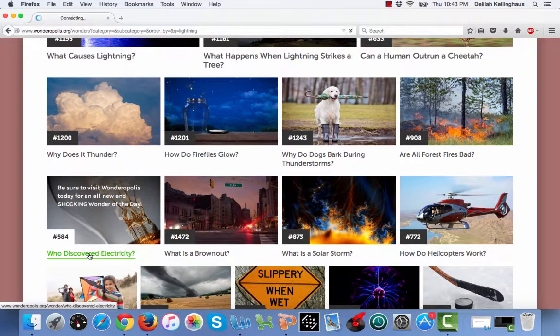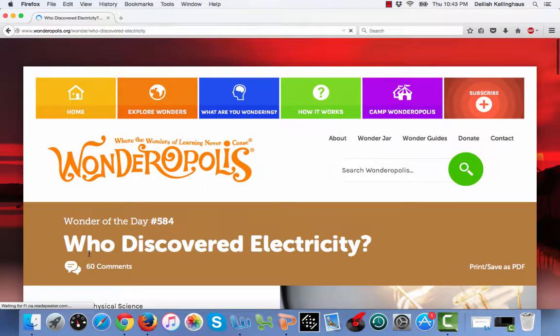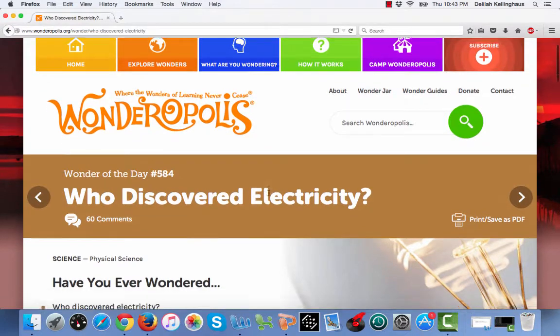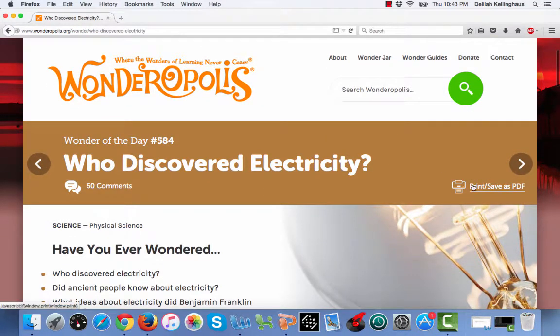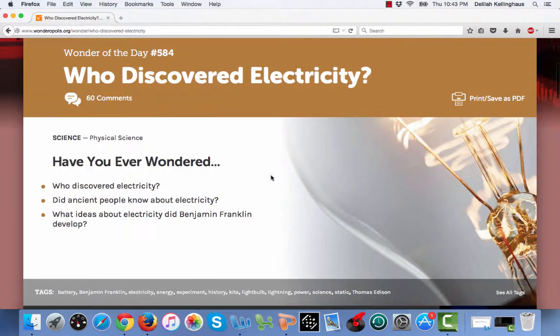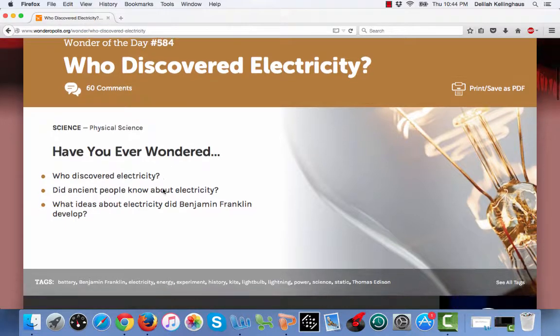If we click on a wonder, this is important. Your teachers will love this because we're talking about that emergent stage now. The great thing about wonders is you can print wonders as a PDF and use them in class. Wonders come with questions, and we want to start adding questions. Who discovered electricity? Did ancient people know about electricity? So these are focus questions that students haven't thought about using before.